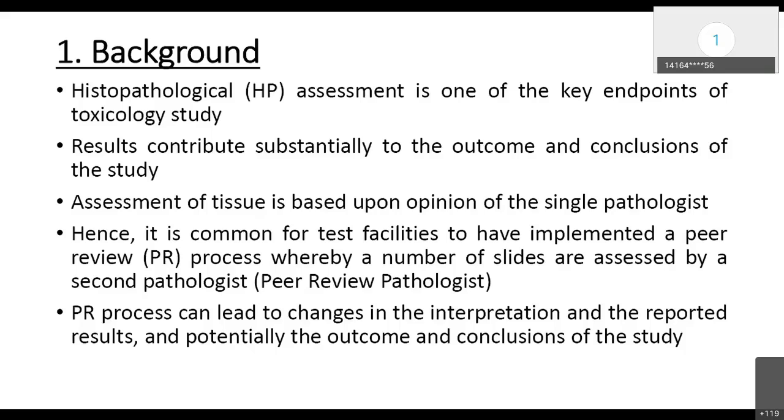Why is peer review needed? Before it is submitted, a company or organization needs to make sure that histopathological findings examined by a single pathologist and reviewed by a peer review pathologist meet the regulatory requirements. And once the peer review process is done, it can also lead to changes in the interpretation and the reported results, and at the end, it can potentially change the outcome or the conclusion of the study. Hence, the process of peer review is very, very important. Next one, please.